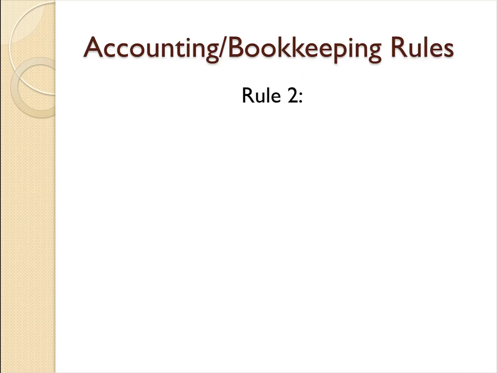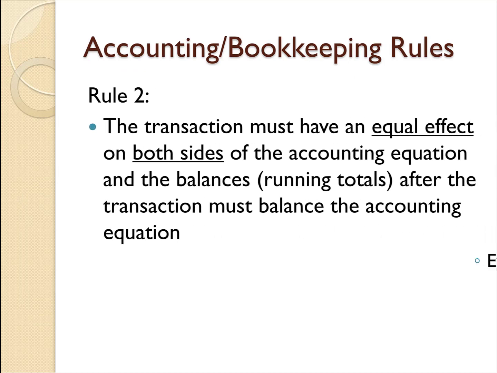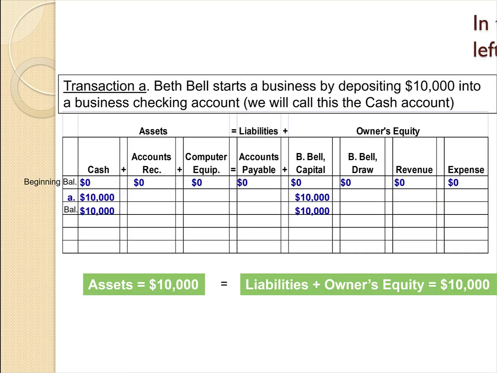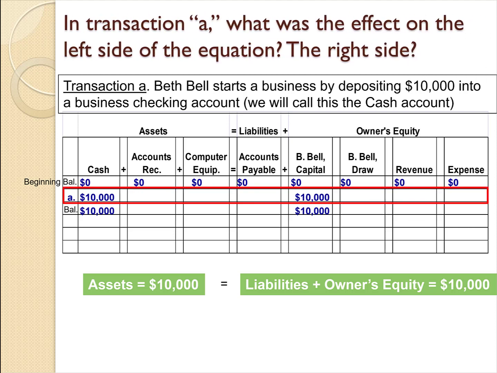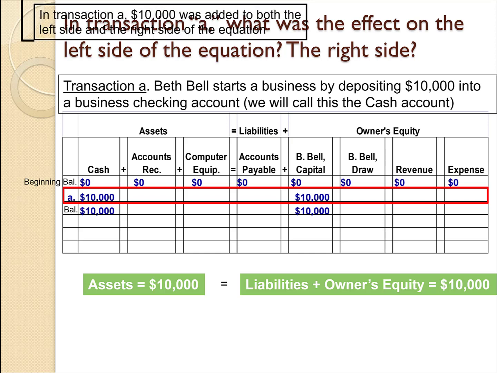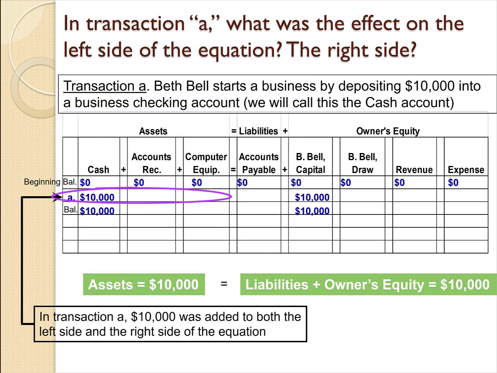So let's look at rule 2, which we mentioned before. The transaction must have an equal effect on both sides of the accounting equation, and then balances, running totals, after the transaction must balance the accounting equation. So basically, like we said before, each transaction must balance the accounting equation. So in transaction A, what was the effect on the left side of the equation? We've kind of already done this. And what was the effect on the right side? In transaction A, $10,000 was added to the left side, and we also added $10,000 to the right side of the equation.